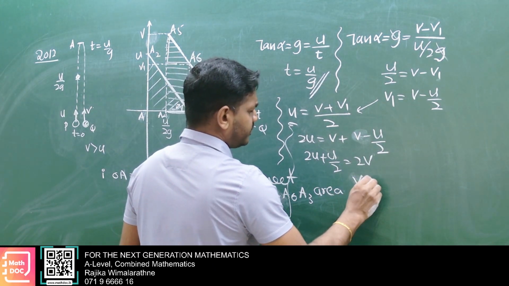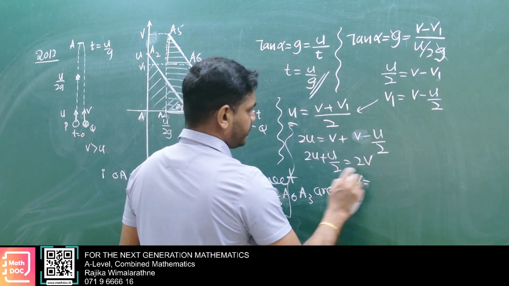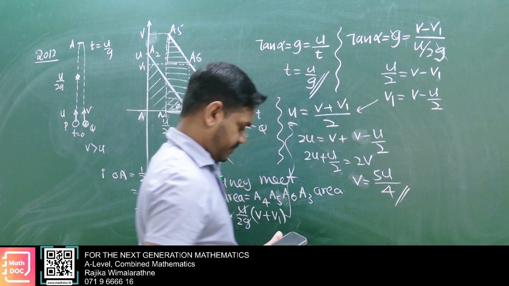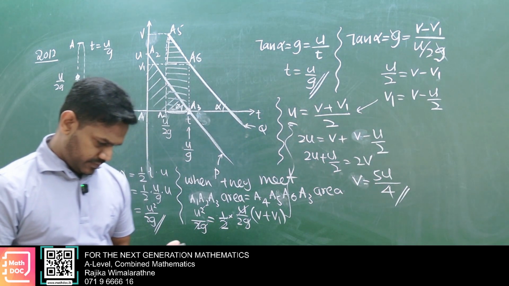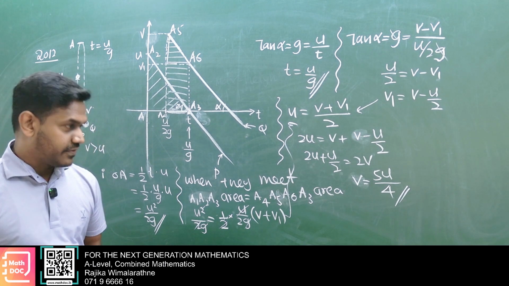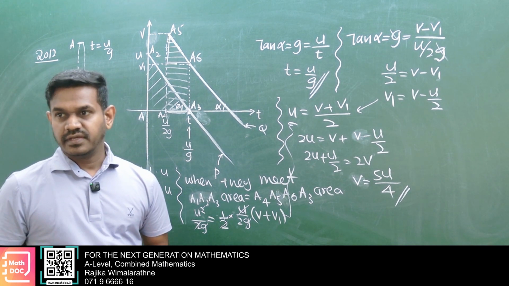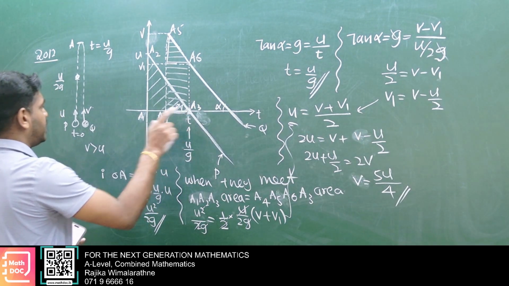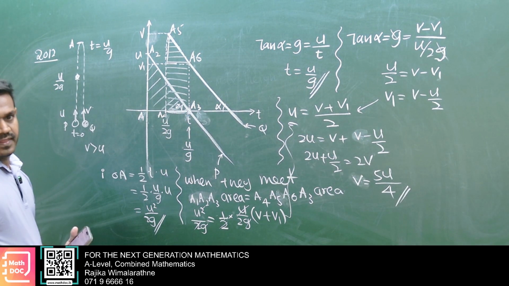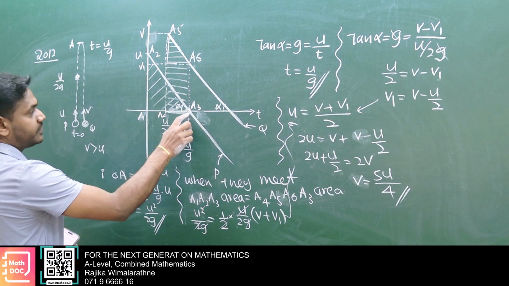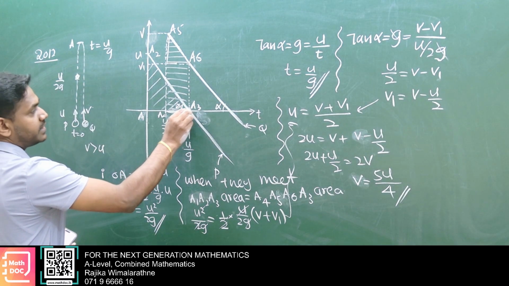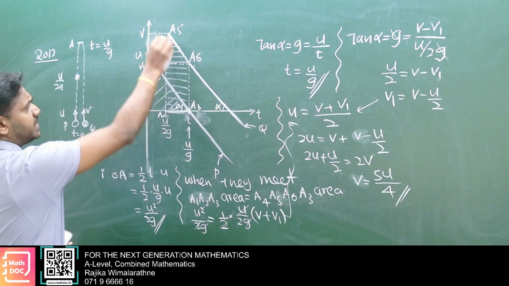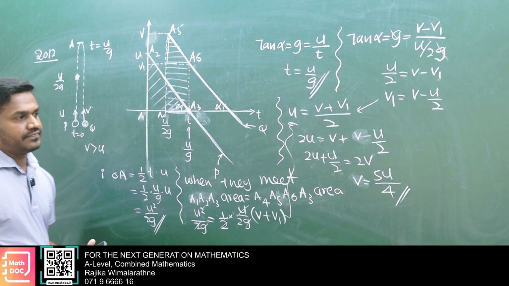Then V equal 5U over 4. V equal 5U over 4. So it says that they meet at the highest point of P. No? They meet at the highest point of P. Here the highest point. Therefore, displacement of P and displacement of Q, they must be same.